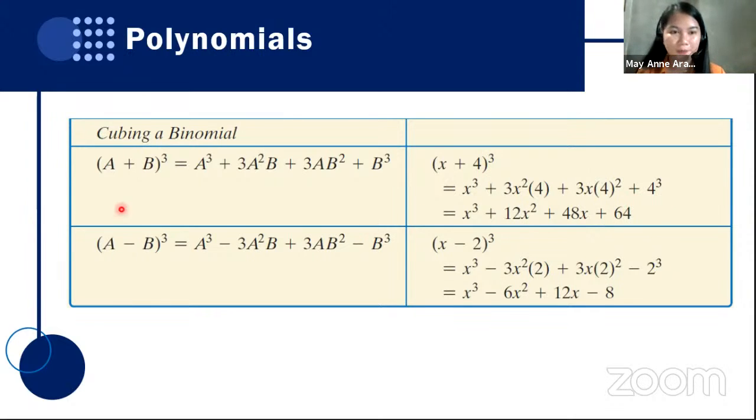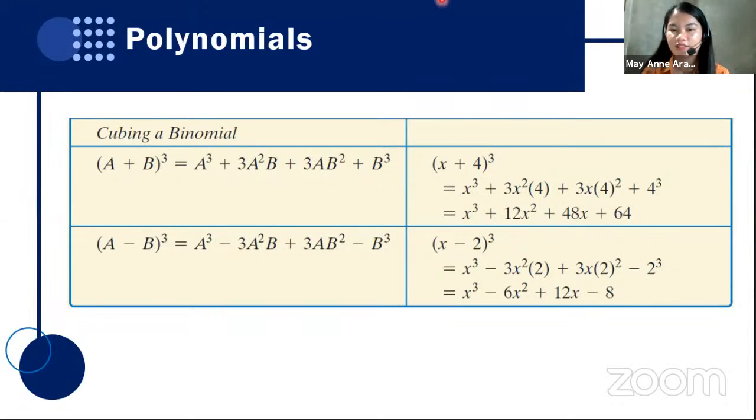You can see here that when it is plus, all of these are positive. And when it is negative, or the operation here is minus, the signs alternate. Positive, negative, or plus, minus, minus. Same process, you have to get the cube of the first term of the binomial. So, you have x cubed.